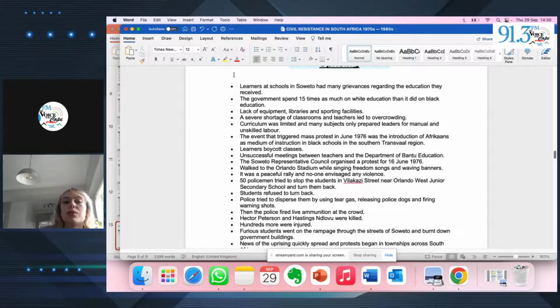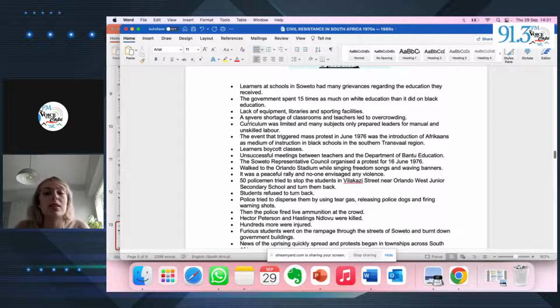So learners at schools in Soweto had many grievances regarding the education they received. The government spent 15 times as much on white education as it did on Black education. There was a lack of equipment, libraries and sporting facilities, and a severe shortage of classrooms and teachers that led to overcrowding. The curriculum was limited, and many subjects only prepared learners for manual and unskilled labor.